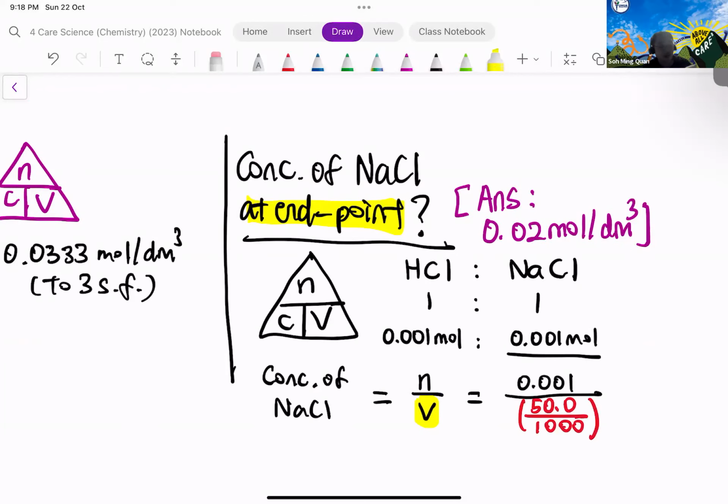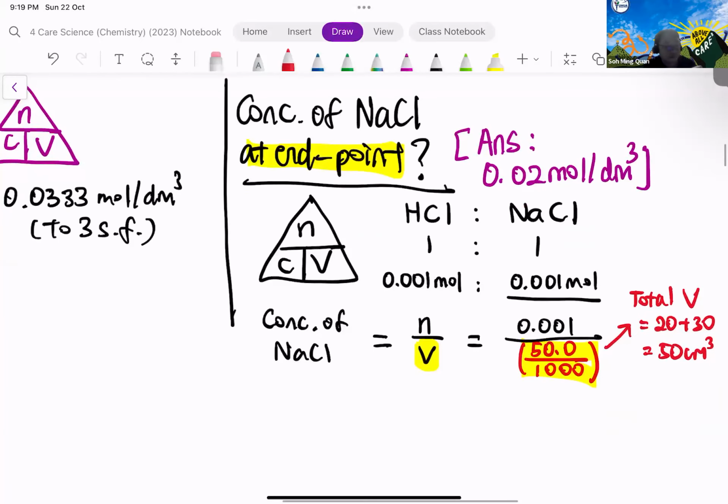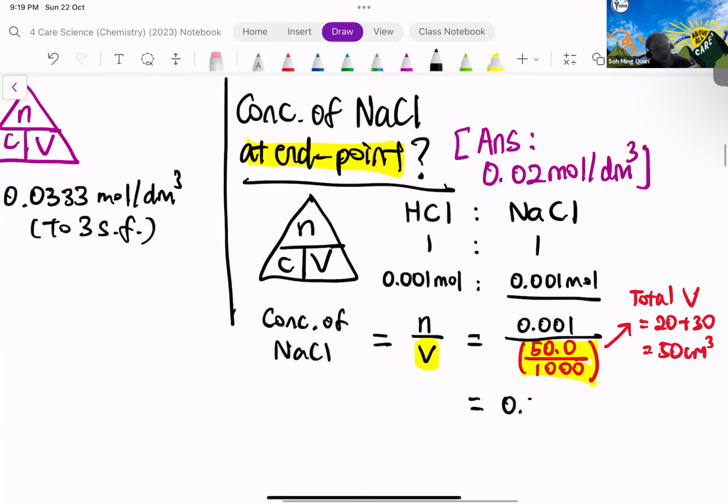So this is where the trick lies. You need to know the total volume is now 50. You need to remember to add the acid and the alkali volume together in order to find the concentration of the salt at the end point. And once you do this, I'm sure you get the answer. Okay? So this is the massive trick.